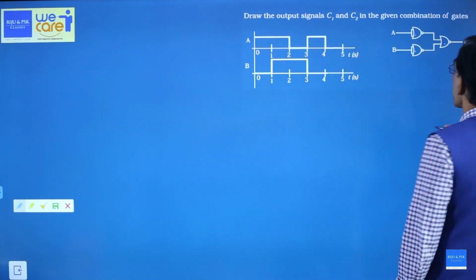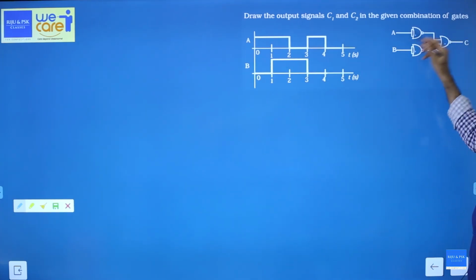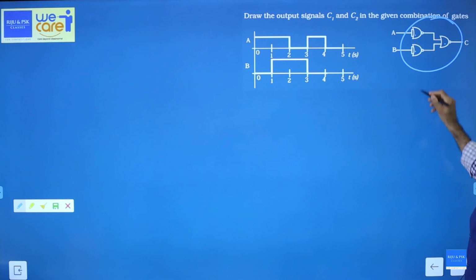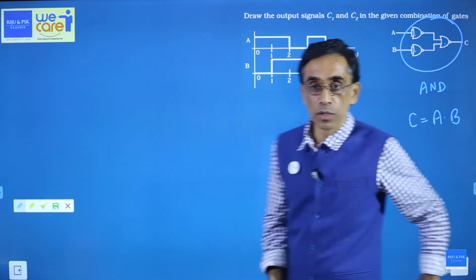All of them are NOR gates. So when you have NOR gates like that, this whole thing is an AND gate. So the output C should be A and B. That means if at least one of the inputs is 0, the output is going to be 0. You get a 1 only when all inputs are 1. So that will be very easy to work out now.